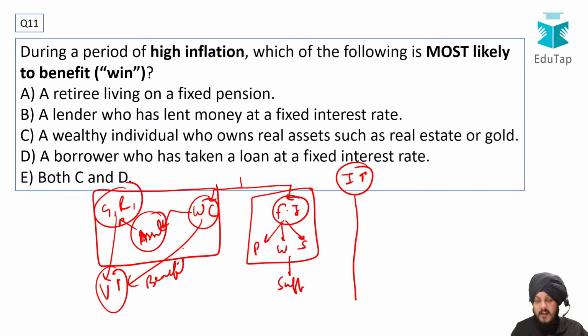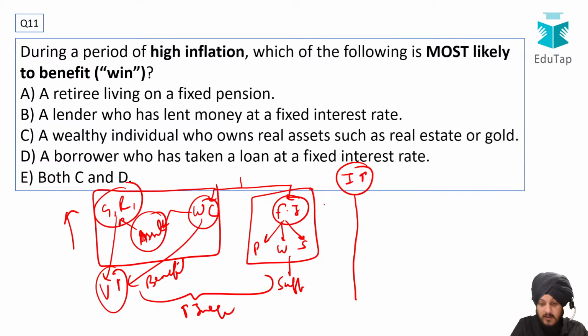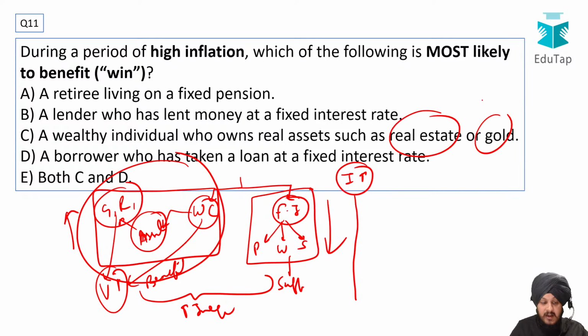And that is why we say that when inflation happens, it basically increases inequality in the economy. These people are earning, but these people are suffering. So they are the ones who are getting benefited. For example, real estate, gold, ये सब चीजें, right? The value of these assets keeps on increasing with time. So that is the idea. So C तो होगा ही, ठीक है?